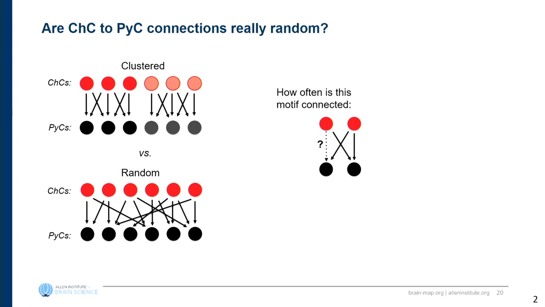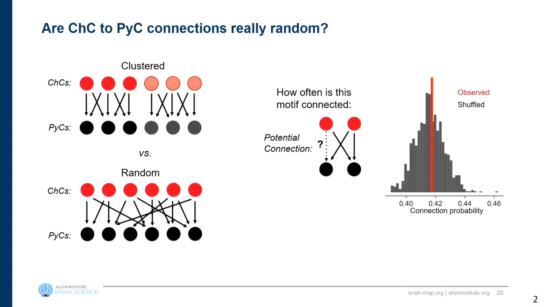So to measure this, we basically asked how often is this particular motif, where two chandelier neurons both try to talk to two pyramidal neurons, how often is that last edge connected in the case that this is a geometrically allowed connection in the sense that I just described? And we could compare the likelihood of this connection existing with a shuffled network where we maintained the same geometric structure of proximity between chandelier axons and pyramidal cells. And what we saw is that there's actually no real difference between the observed value and the shuffled network, suggesting that there's no evidence of target selectivity beyond the geometric proximity between neurons.